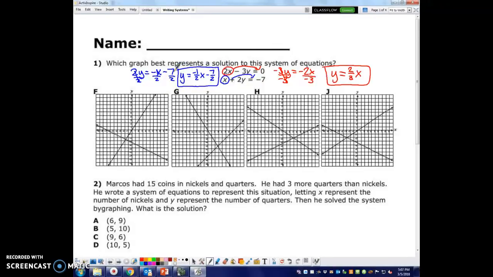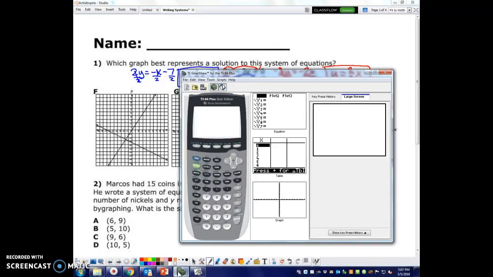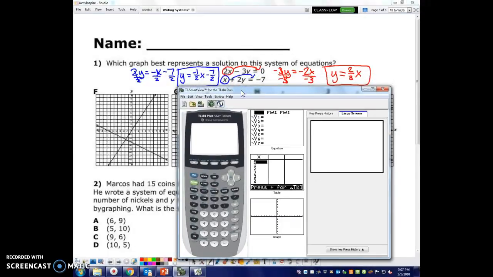Okay, so now let's type them into our calculators. You ready? Go to y equals. Type in your first equation. Y equals parentheses, 2/3, x. Okay, now let's type in this side. Negative 1 over 2 x minus, parentheses, 7 over 2. Be sure to use parentheses. It's super important. Now graph.